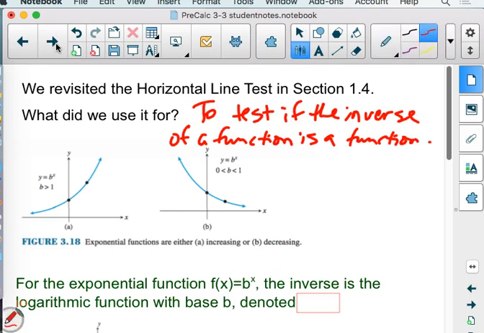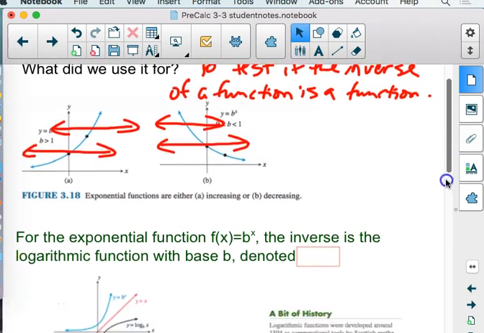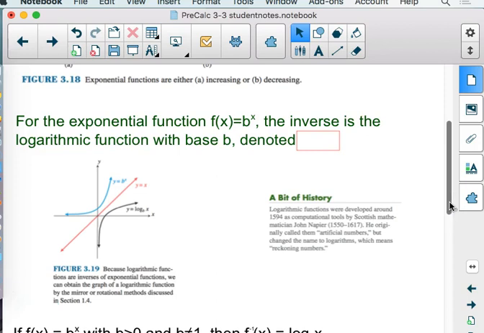So we've got exponential growth and exponential decay right here. Here's the growth, here's the decay. And if we draw a horizontal line anywhere on these graphs, it will only touch them in one spot, which means their inverses are functions. So their inverse is what we're interested in today. And it's what we've been using as we've been solving some of our logistic functions from the last section. So down here, it says for the exponential function f of x equals b to the x, the inverse is the logarithmic function with base b. Okay, that's a lot of blah, blah, blah. We have that. We want to get rid of it.